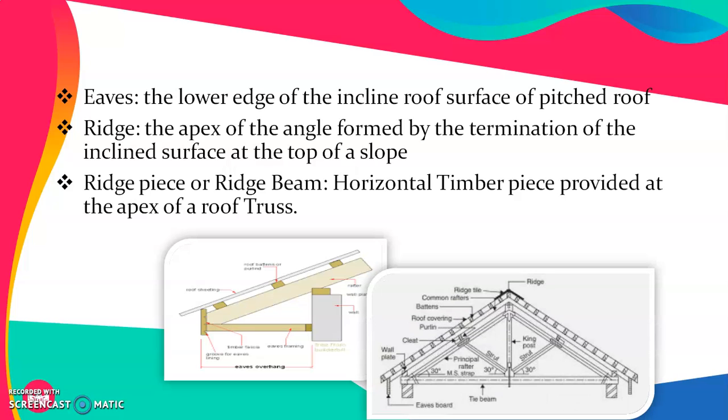So these particular figures are helpful for understanding these terms. So this particular element represents the eaves. This is the ridge piece, which is the apex of the roof truss or the inclined roof, and the ridge tile which is provided at the top. Ridge piece is the timber piece provided at the apex of roof truss.